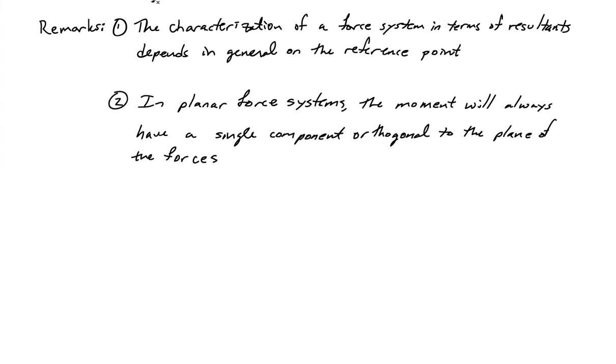The other one to note is a special fact of that last problem: I had all the forces lying in a single plane, in that case the xy plane. When you have the forces lying in a single plane, then the resultant moment associated with that system of forces will always have a single component, and that component will be orthogonal to the plane of the forces. So in the case of the example that I did, the forces were in the xy plane, and so they had a single component in the z direction.